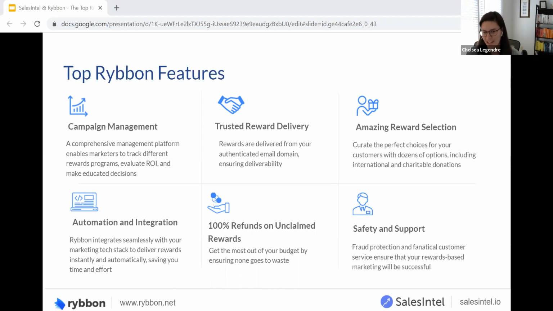So for the Rybbon side, just so everyone knows, we're not just a rewards fulfillment vendor. We're actually a rewards management platform. You'll have the ability to track and manage every single reward sent from Rybbon to help you evaluate your program's ROI and plan for future programs, especially looking at how your specific ABM campaigns are functioning. Not to mention, the finance teams love having easy access to see how much money is going where.